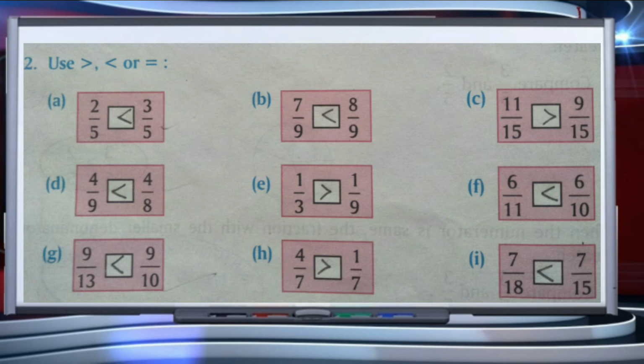In I part we are having 7 by 18, 7 by 15. When the numerator is same, we have to check the smaller denominator. Smaller denominator is 15. That means 7 by 15 is greater than 7 by 18.